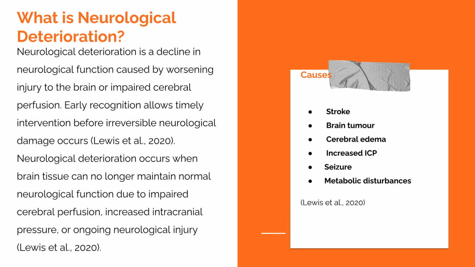Neurological deterioration is a decline in function due to brain injury or impaired cerebral perfusion. Causes include strokes, brain tumors, edema, increased intracranial pressure, seizures, or metabolic disturbances. Identifying the underlying cause is key to timely intervention.